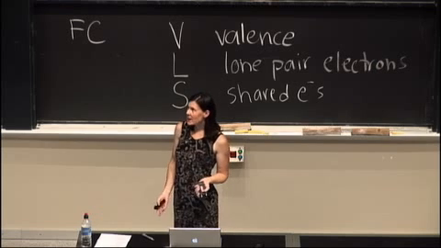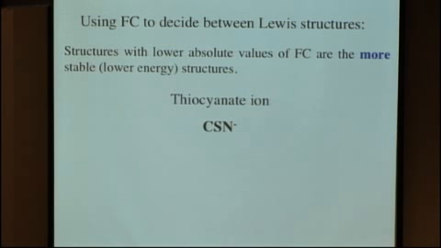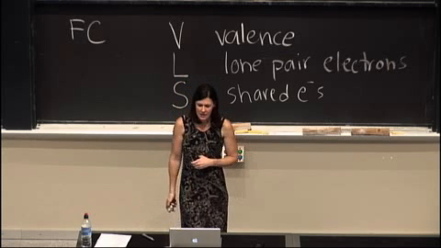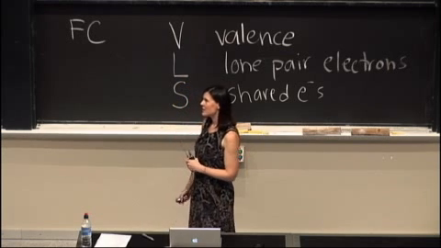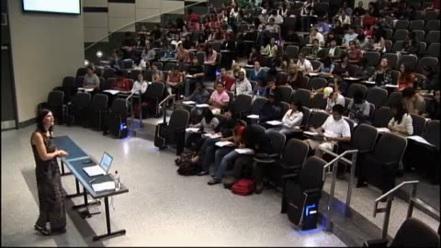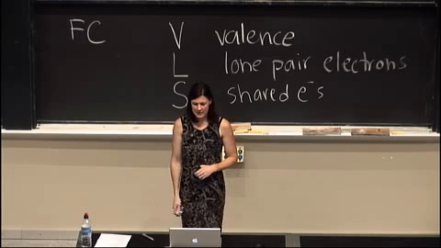So for example, let's look at thiocyanate ion. We have C, S, and N. What we've learned so far is, as a first approximation, what we want to do is put the atom with the lowest ionization energy in the middle here. So let's compare those ionization energies. We have 1090 for carbon, 1000 for sulfur, and 1400 for nitrogen. So thinking about ionization energy, which atom would you put in the middle here? A lot of people I hear saying sulfur, and that's right. In terms of ionization energy, we would expect to see sulfur in the middle.